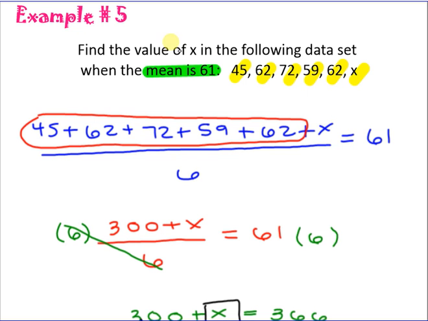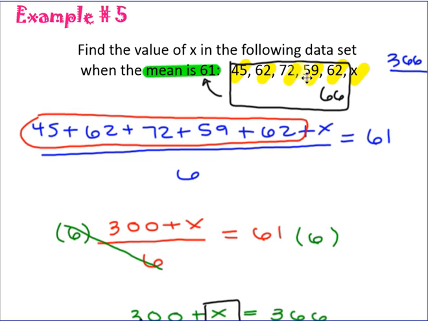And let's go ahead and check our answer. So we're going to add 66 to this. And let's go ahead and make sure that our mean equals 61 here. So let's do 45 plus 62 plus 72 plus 59 plus 62 plus 66. So that's going to be 366 divided by 1, 2, 3, 4, 5, 6.